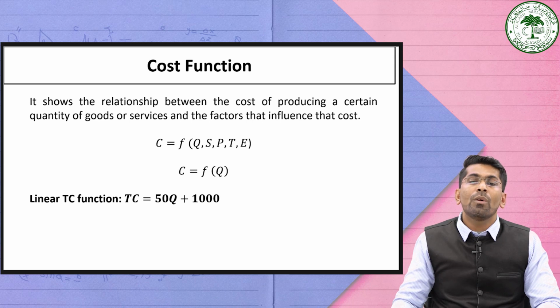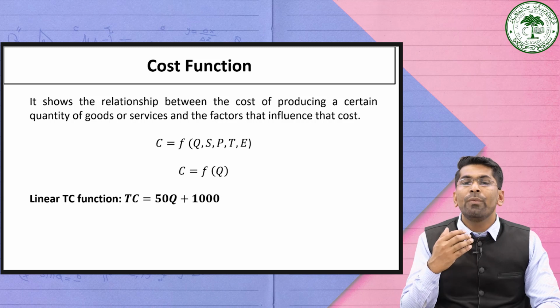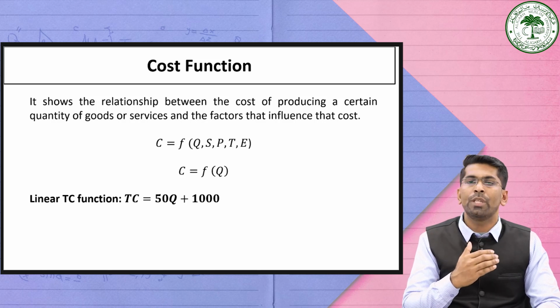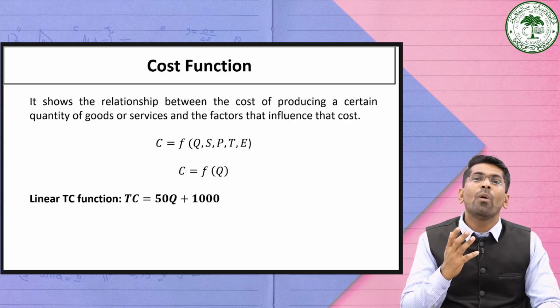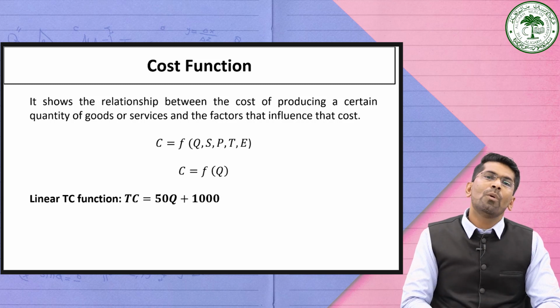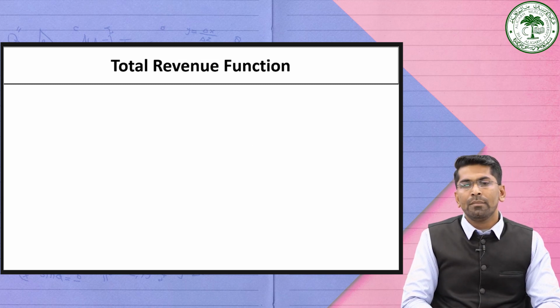So the total cost increases with change in the quantity, reflecting that variable cost element, especially the 50Q. If 50Q changes, then your total cost also changes. And the fixed component, that is 1000, remains constant regardless of the amount of goods and services which you produce. Okay, so that's all about the cost function.